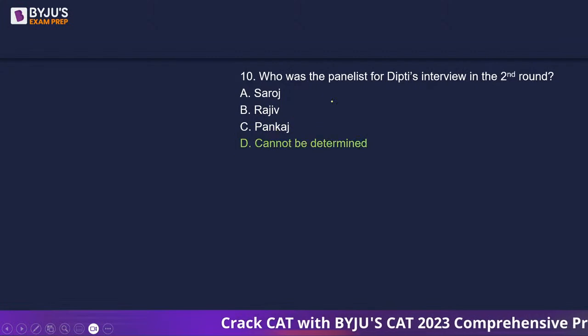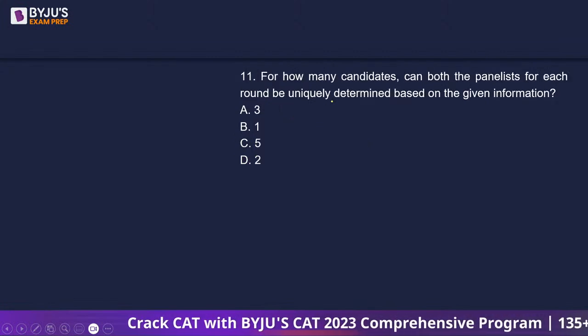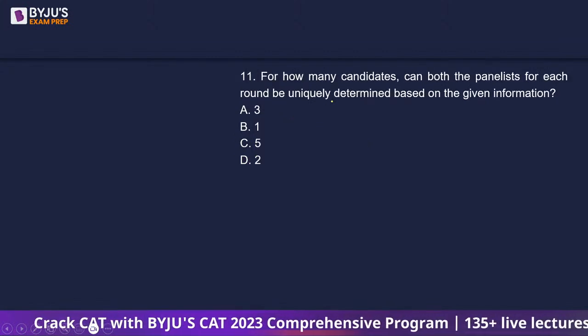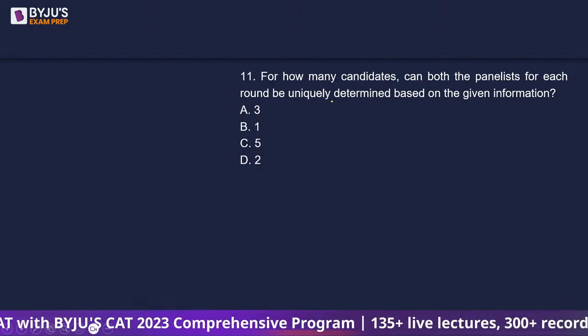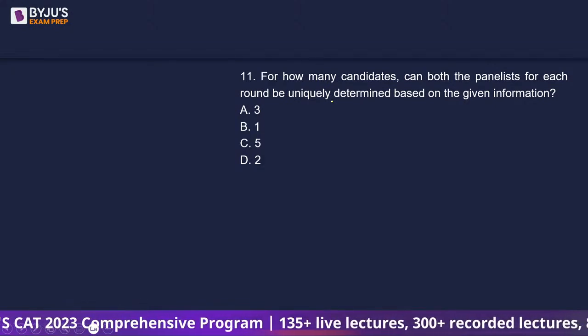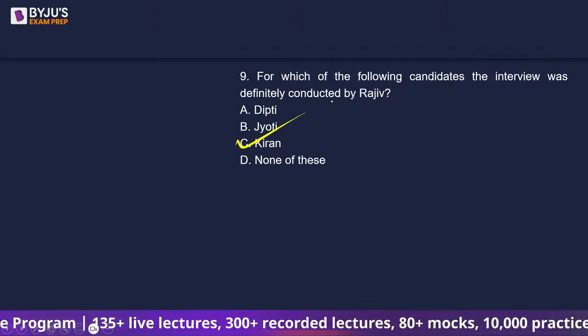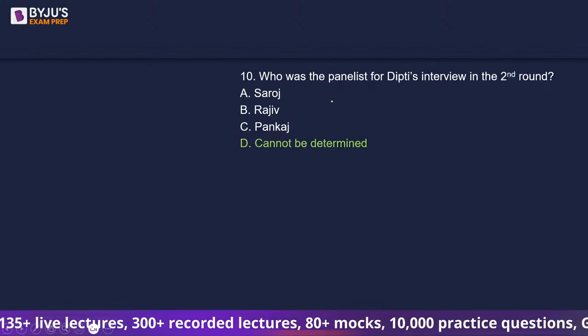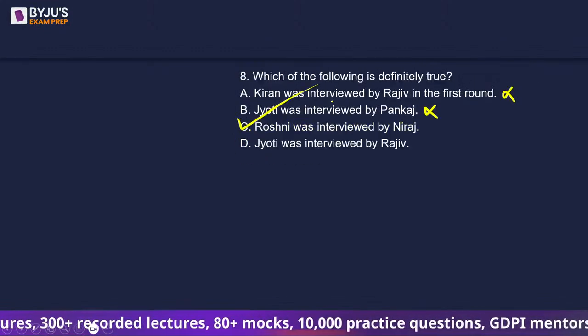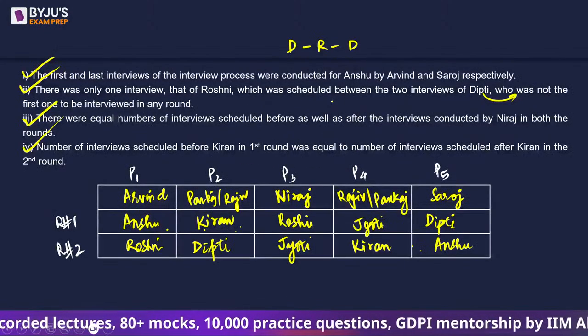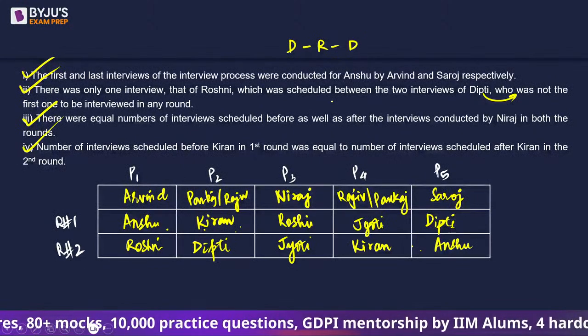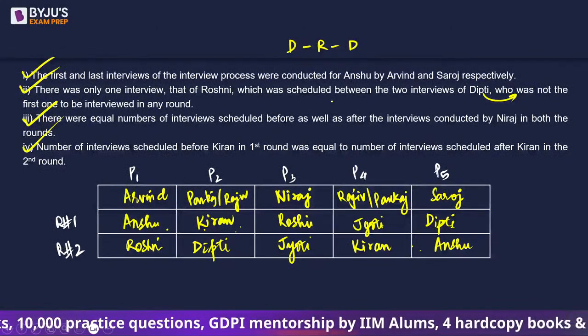D option. For how many candidates can both the panelists for each round be uniquely determined based on the given information? दोनों round का बताना है, ठीक है? For how many candidates it's talking about? So if we talk about एक करके, do we know Anshu का दोनों round में किसने किसने interview लिया? Who took interview of Anshu in both the rounds?